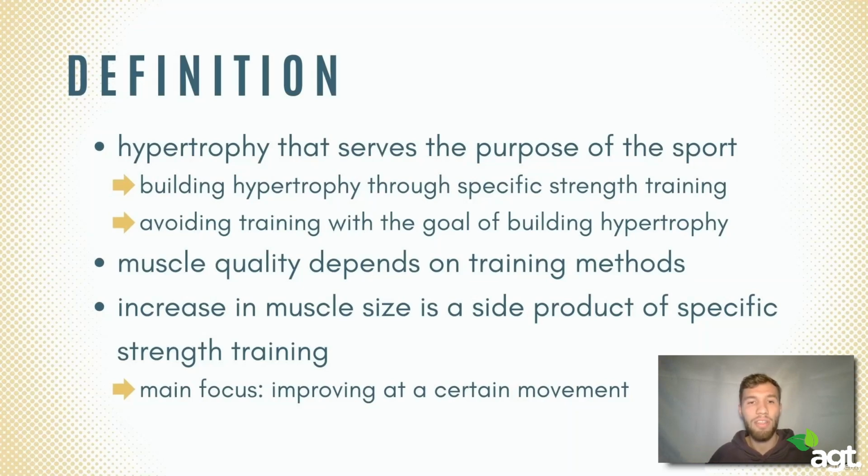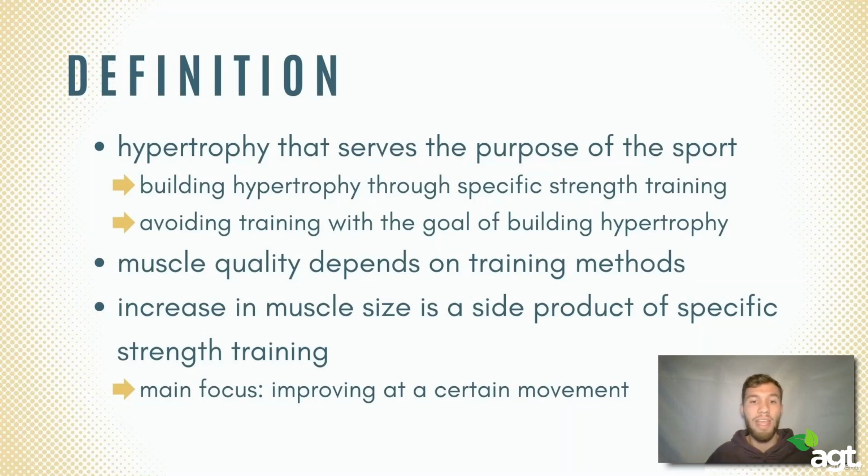Now, the quality of the muscles depends on the training methods. So for sprinting, going back to that sprinting example, we want to do quarter squats. So hypertrophy should be built from our training. The increase in the muscle size, the hypertrophy that we build, should be a side product from specific strength training, from specificity.